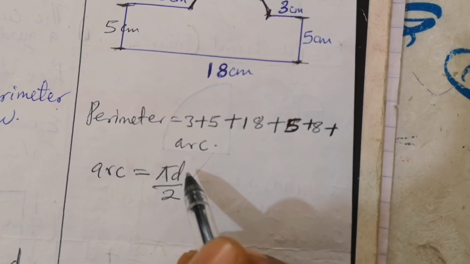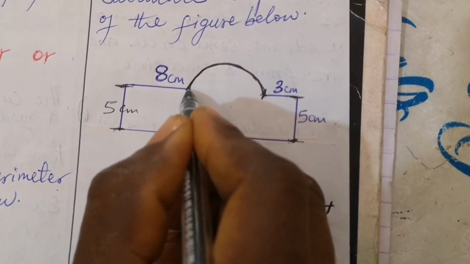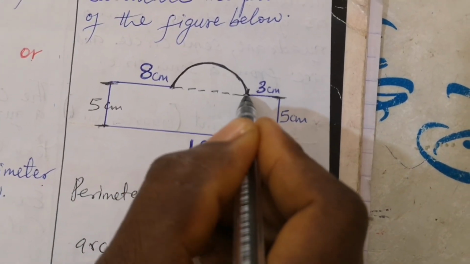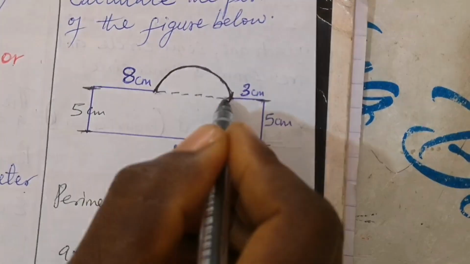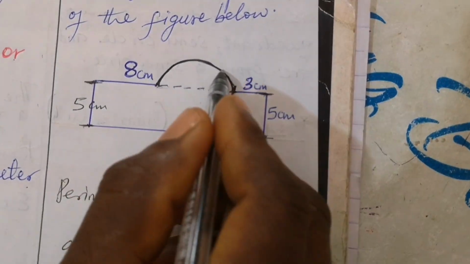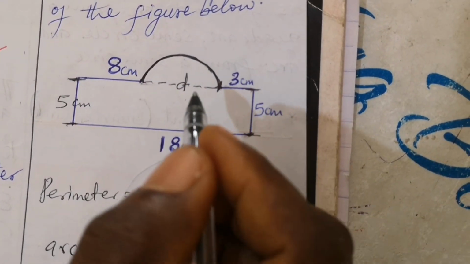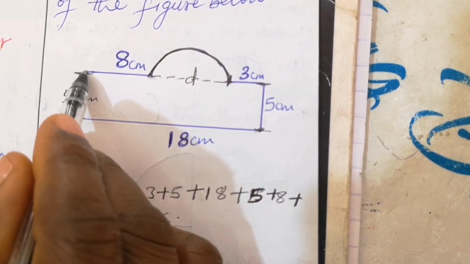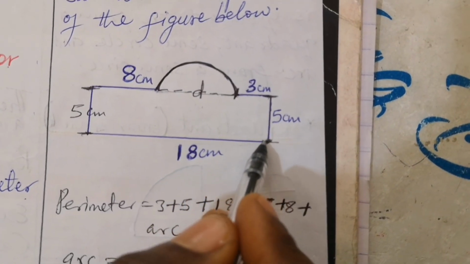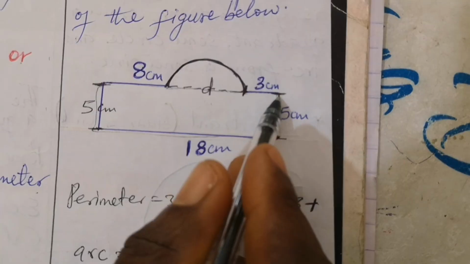If I want to calculate the value of d, what I will do is to close here like this, so that this line is now going to be the diameter of this semicircle. So I will call it d. Now if you watch very well, this diagram now looks like a rectangle. This diagram is now a rectangle.